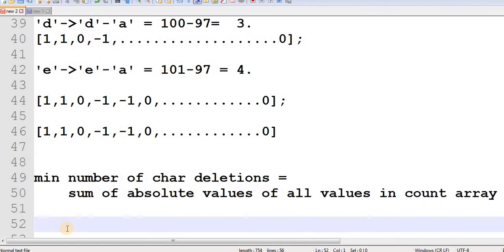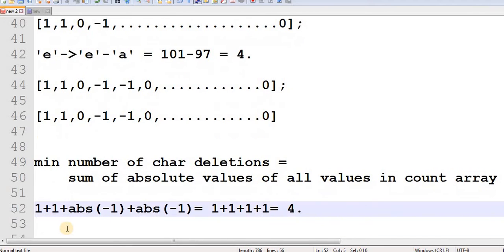So all the values which are present in the count array are 1 plus 1 plus absolute value of minus 1 plus absolute value of minus 1, that is equal to 1 plus 1 plus 1 plus 1, that is equal to 4. Since the absolute of a negative value returns a positive, the minimum number of deletions required to make ABC and CDE anagrams is 4.